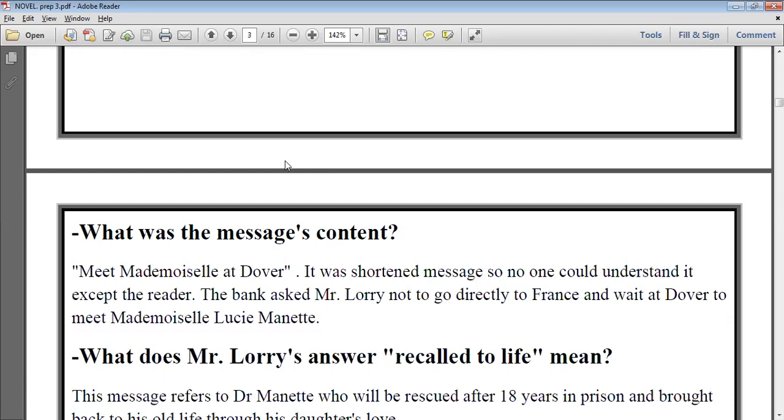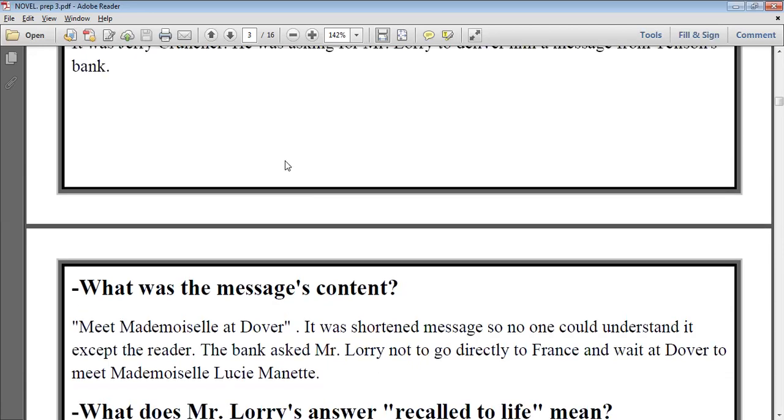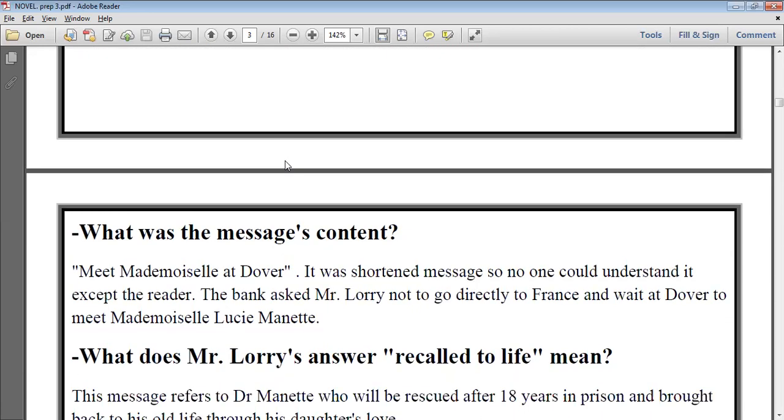What was the message's content? The message content is to meet Mam'selle at Dover. It was a shortened message so no one could understand it except the reader. The bank asked Mr. Lorry not to go directly to France, but to wait at Dover and meet Mam'selle.